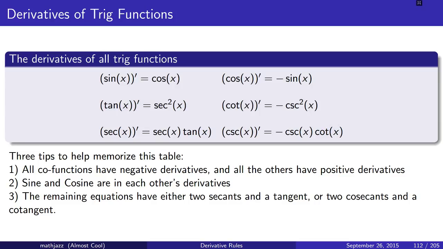These 3 rules should help to memorize this table quickly, because the first 2 functions that you get are the derivatives of sine and cosine, because they're each other's derivatives, and then the other 4, you just write down whichever 2 functions are missing to get 2 secants and a tangent, or 2 cosecants and a cotangent. And then you put negative signs on all of the derivatives that are derivatives of cofunctions.